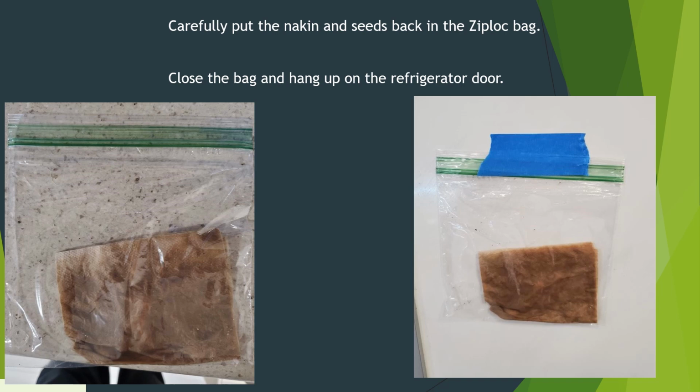Carefully put the napkin and seeds back into the Ziploc bag. Just lay the bag down sideways and slide the seeds and napkin into the bag, keeping them flat. Then I want you to close the top of the bag back up and hang the bag up on your refrigerator door, like I did.